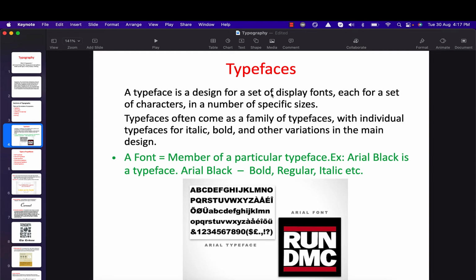These are all display fonts, each for a set of characters in a number of specific sizes. Typefaces often come as a family of typefaces, with individual typefaces for italic, bold, and other variations on the main design. A font is a member of a particular typeface. For example, Arial Black, bold, regular, italic are different fonts, or you can say as a combo, the whole is a font family.